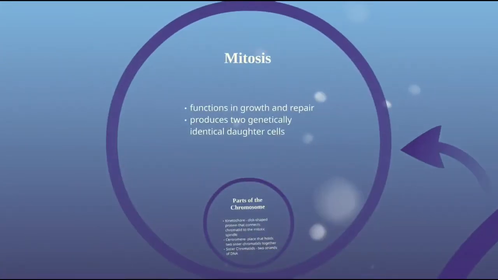To start, we have mitosis, which functions in growth and repair. It produces two genetically identical daughter cells. Chromosome number 2N remains the same, and it consists of phases prophase, metaphase, anaphase, and telophase.